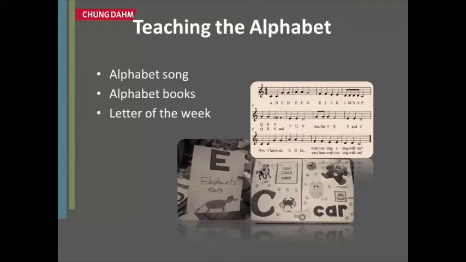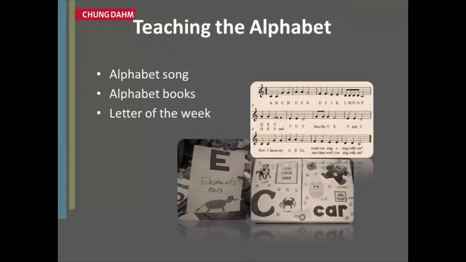One of the first things to do when teaching phonics is to teach the alphabet. And there are 3 standard activities that are used for helping to teach the alphabet. The first is the alphabet song. This has been around for a long time because it's an effective way to remember the alphabet. Music is a very effective memory aid.